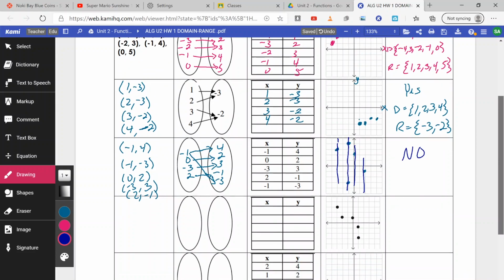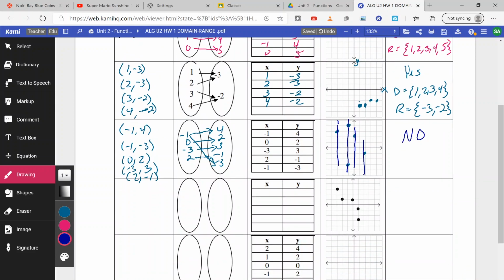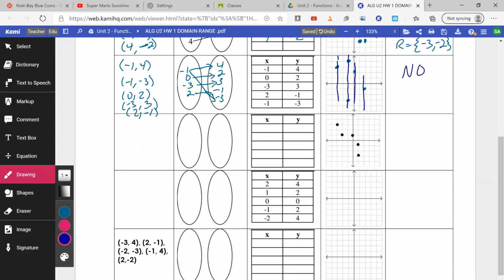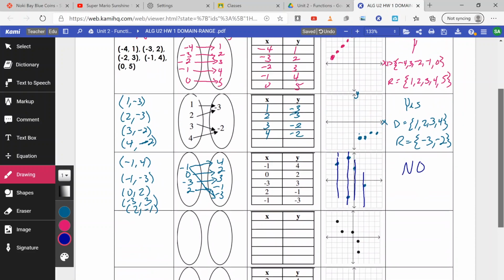And then we're going to fill in the others. This one's going to be based on a graph. Here we have another table. Here we have another ordered pair. And then another table at the end. So everything gets filled in accordingly.